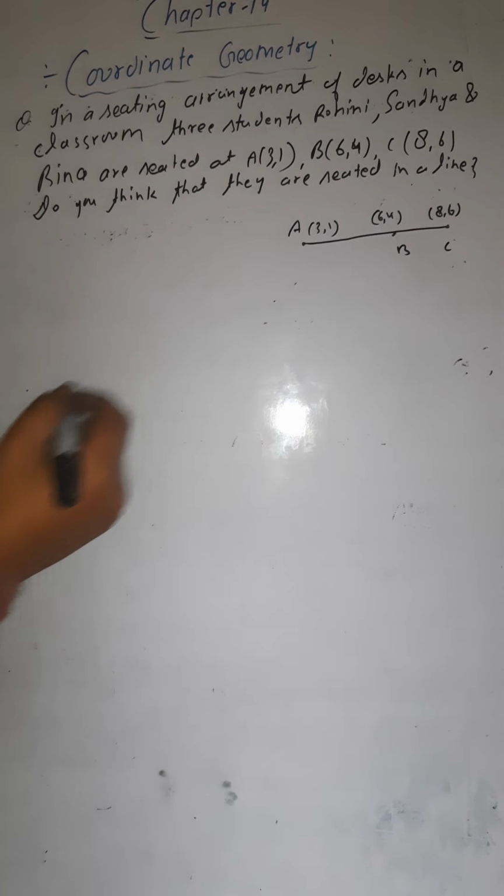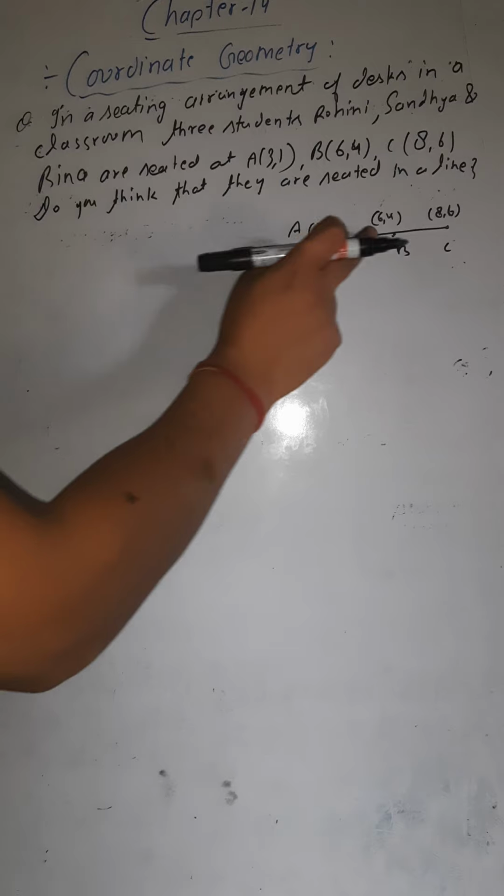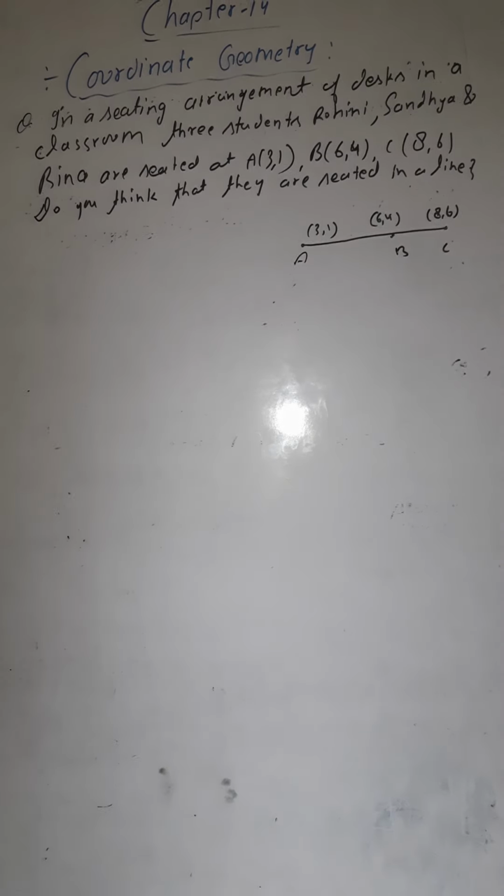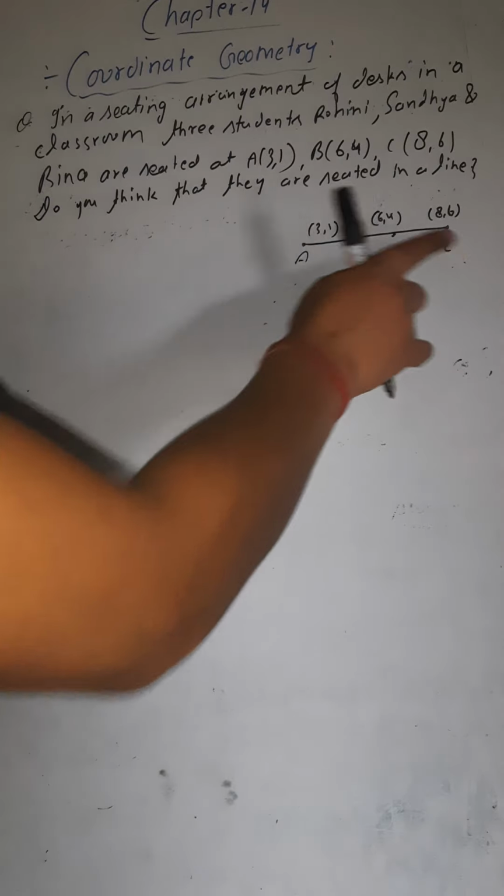Now you have to tell whether they are sitting in a line, means you have to tell whether A, B, C are collinear or not. If you can prove that A, B, C are collinear, means they are in a line, then you can say yes, these three students are sitting in a line. Are you getting this? Yes. So what you have to show here? You have to show A, B, C are collinear. Only this much you have to show. Okay? Nothing to be worried.